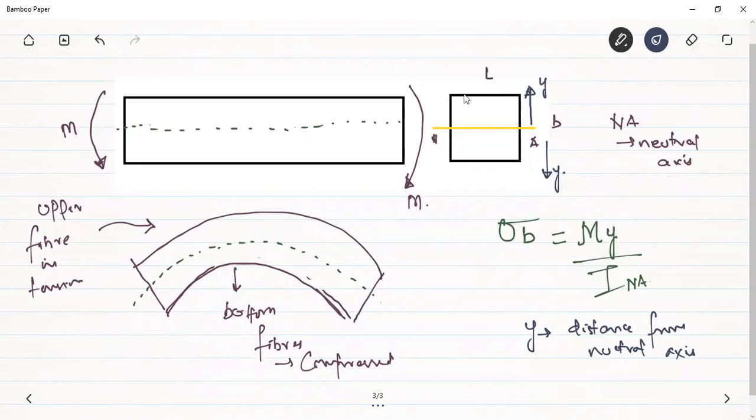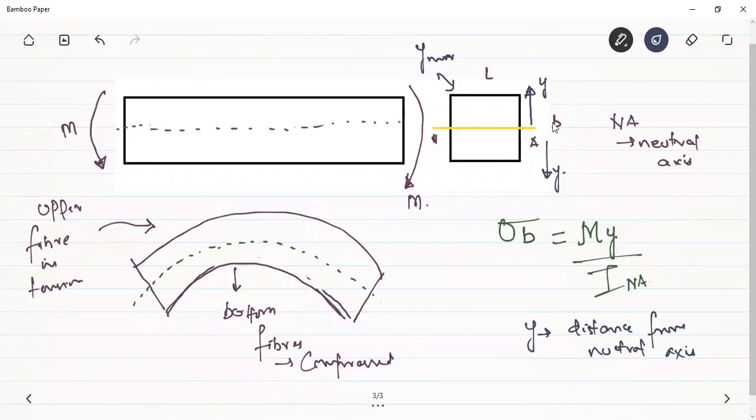Okay, y is maximum for what? It is maximum for these upper and bottom fibers, isn't it? So this represents y max. Suppose this b distance is equal to 10 mm or 10 centimeter, then y max will be 5 centimeter, isn't it? Okay. So one thing is clear, that the stress will be more in the top or bottom fibers, because they are at the maximum distance from the neutral axis.